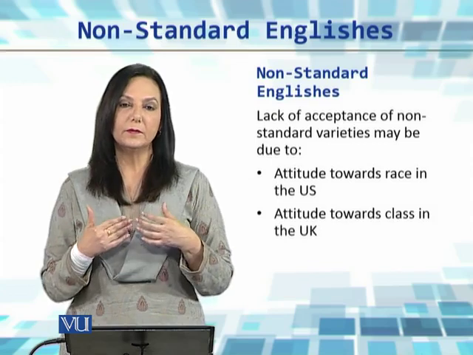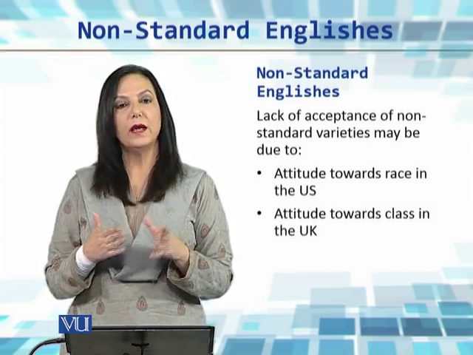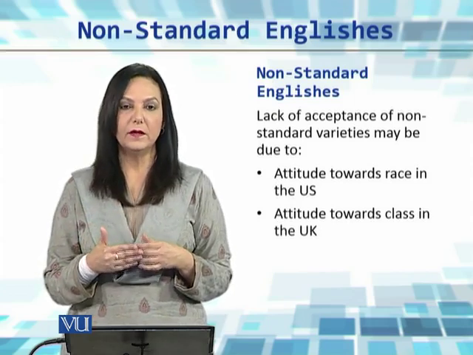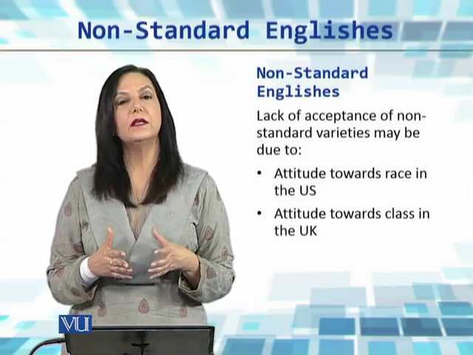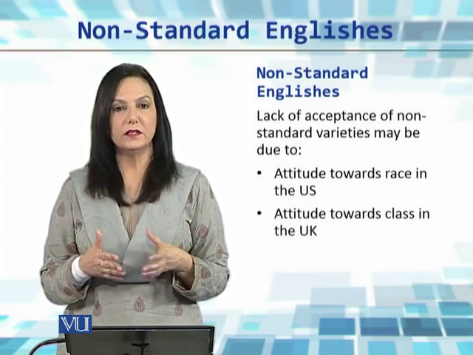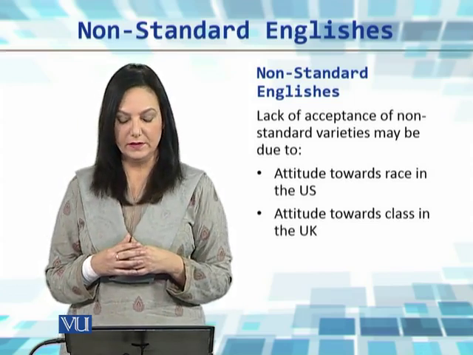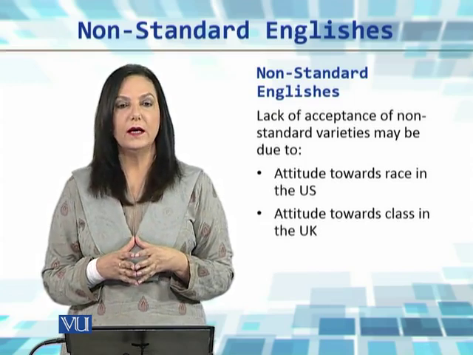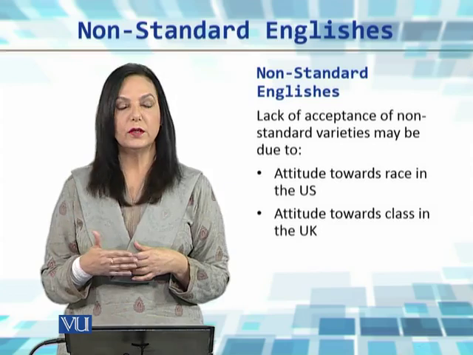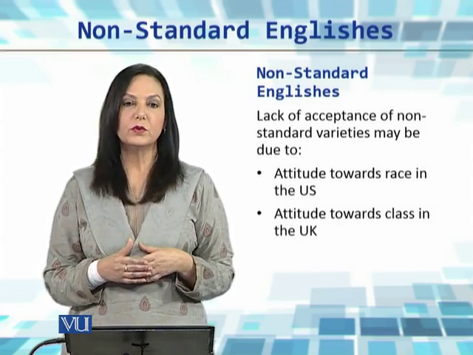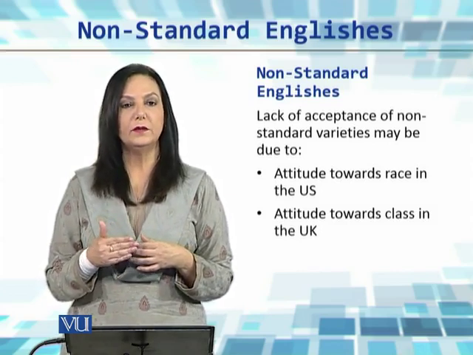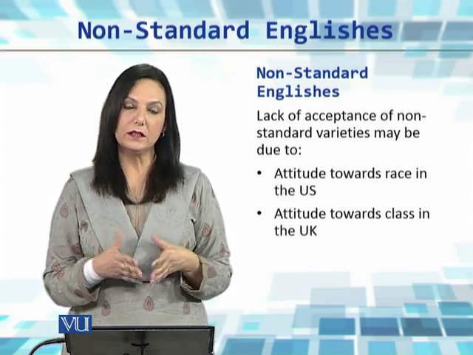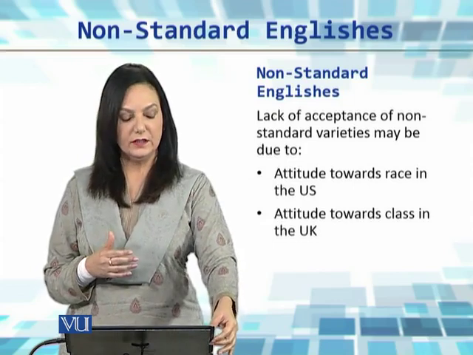So the varieties which are used by non-white Americans are not considered standard. So the English which is used by black people in America, African American people, is not considered a standard variety. Similarly, the kind of English which is used by other races which live in America is not considered standard. In the case of the UK, being an aristocratic society, it has always been very class conscious, and it is said that the moment a person opens his or her mouth to speak, you can identify their class. So the English which is used by people at the lower socioeconomic level, their language is not considered standard, and the language which is used by the upper classes, that variety of English, is considered standard.